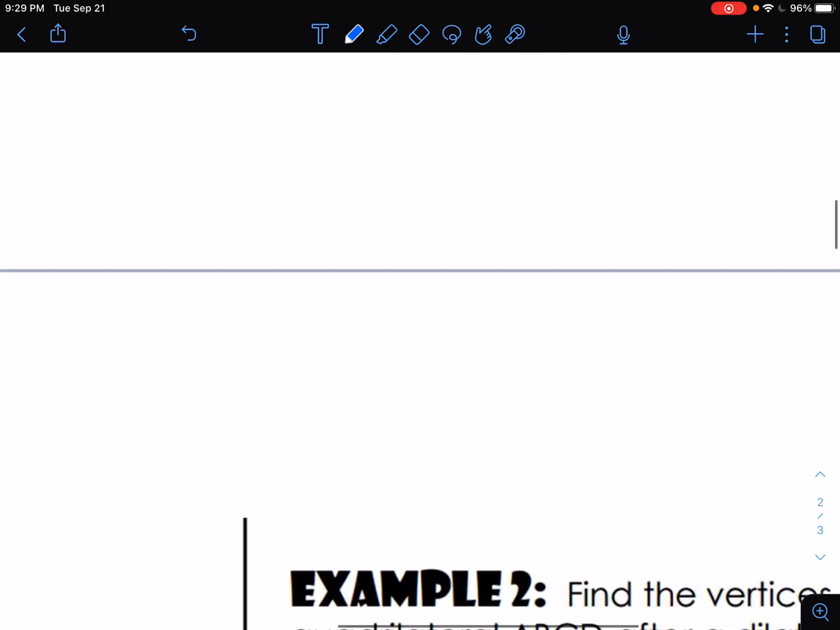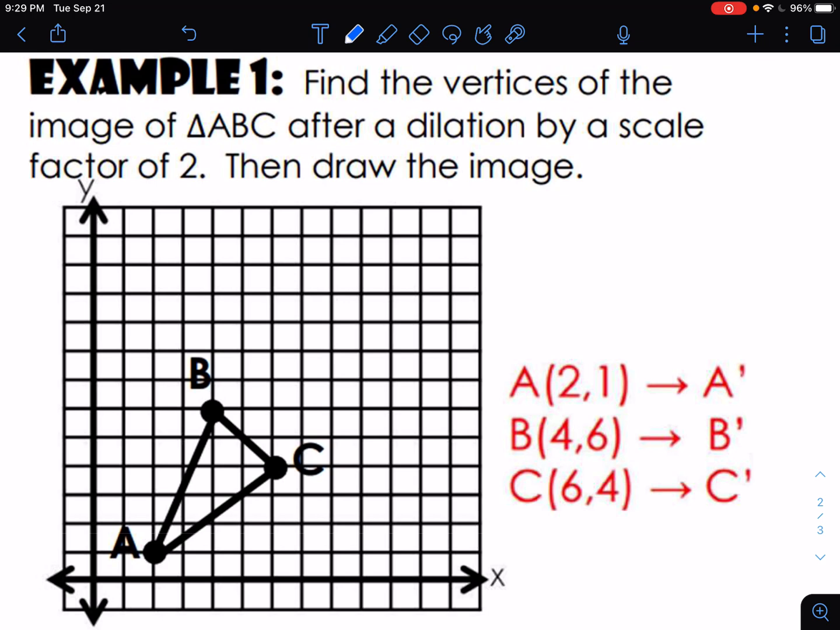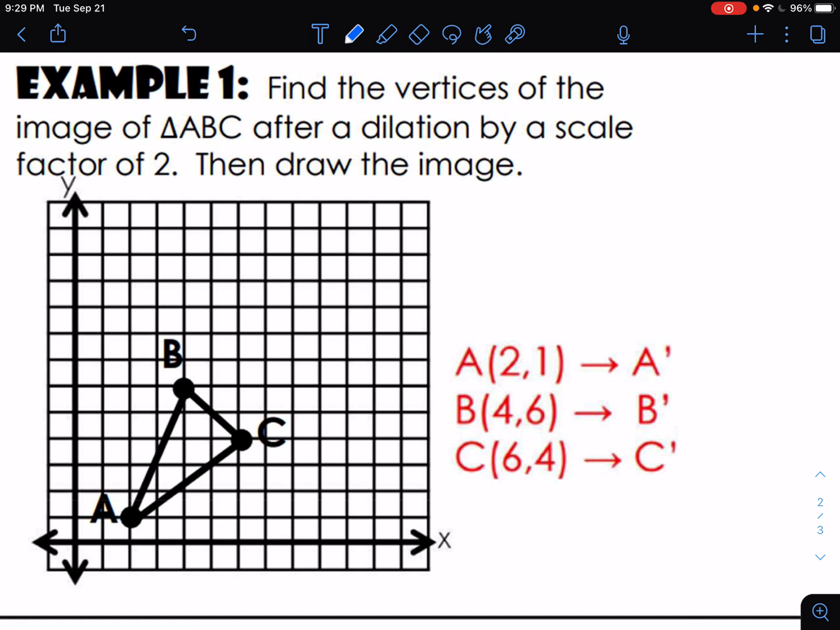This is a really easy rule to apply, so I'm going to go ahead and do example 1 with you, and you can go ahead and copy this down into your notes. So, first things first, it says find the vertices of the image of triangle ABC after a dilation by a scale factor of 2. When it says scale factor of 2, that means k equals 2. If it does not specify if it is a vertical or a horizontal scale factor, then you will multiply both x and y by 2. So our rule will be x, y turns into 2x, 2y.